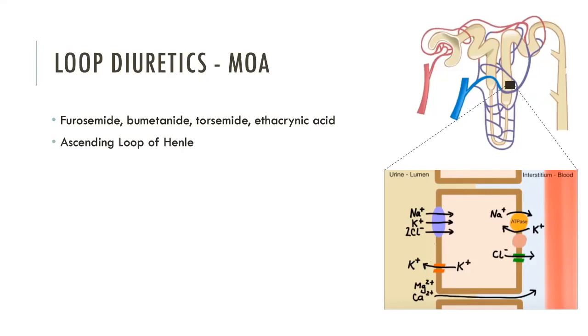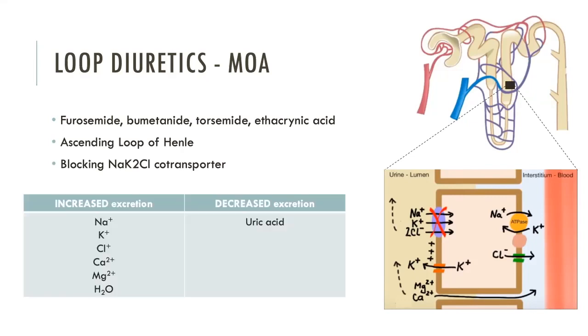Zooming in to take a closer look, these diuretics block the action of the sodium-potassium 2-chloride cotransporter, which is denoted by the purple oval in the drawing, and this increases the amount of sodium in the urine, and water follows sodium, so more water will be excreted into the urine. By blocking this cotransporter, there will be an increase in all of the listed ions in this table in the urine, and the loop diuretics will also cause decreased uric acid excretion.